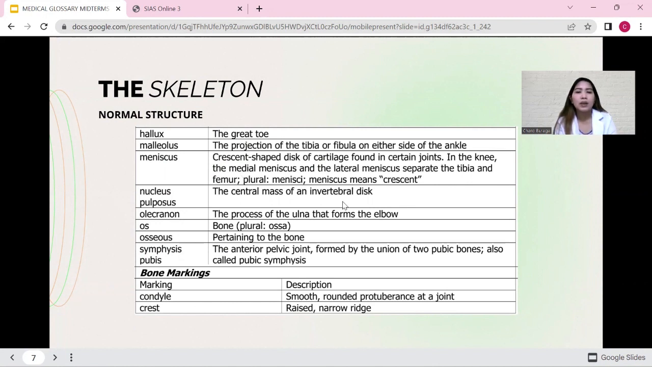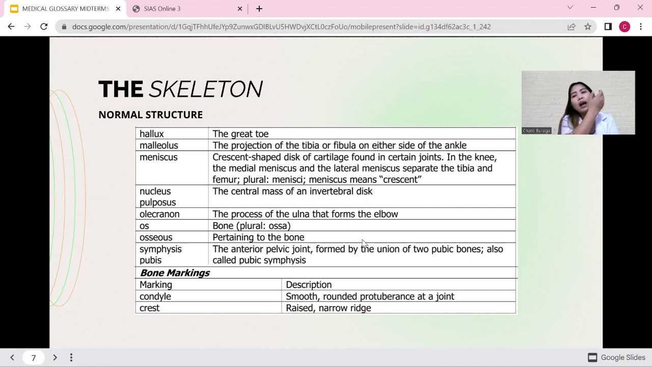So in the knee, the medial meniscus and the lateral meniscus separate the tibia and the femur. Okay. The femur, that is the longest bone, nandito yan sa legs nyo sa taas. But the tibia and the fibula, nandito yan sa legs nyo sa baba. Nakakapaan yung buto dyan sa harap. Okay? So, crescent siya ang shape. So, nucleus pulposus, it is the central mass of an intervertebral disc. The olecranon. Olecranon meaning it is the process of the ulna that forms the elbow.